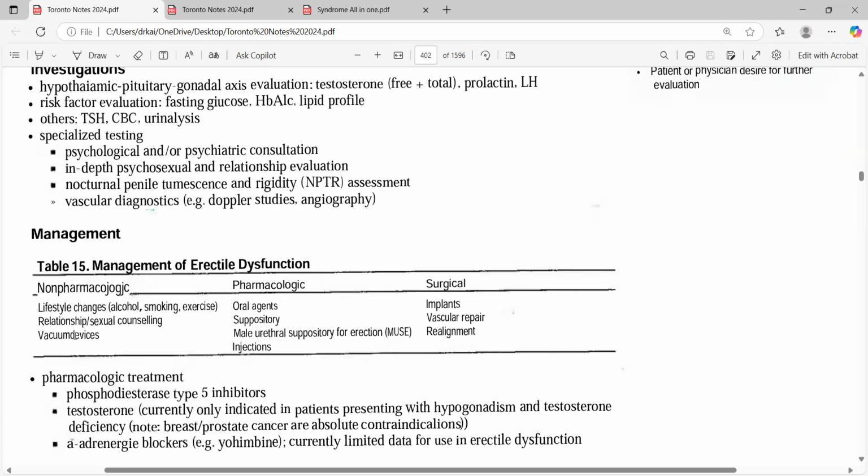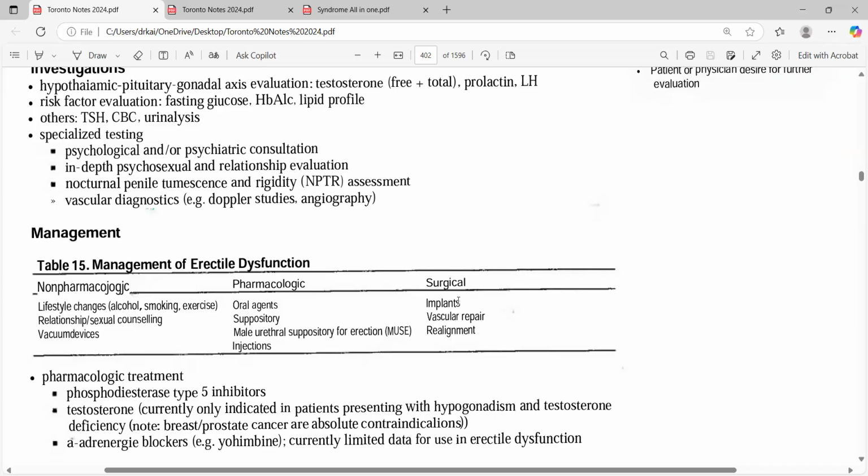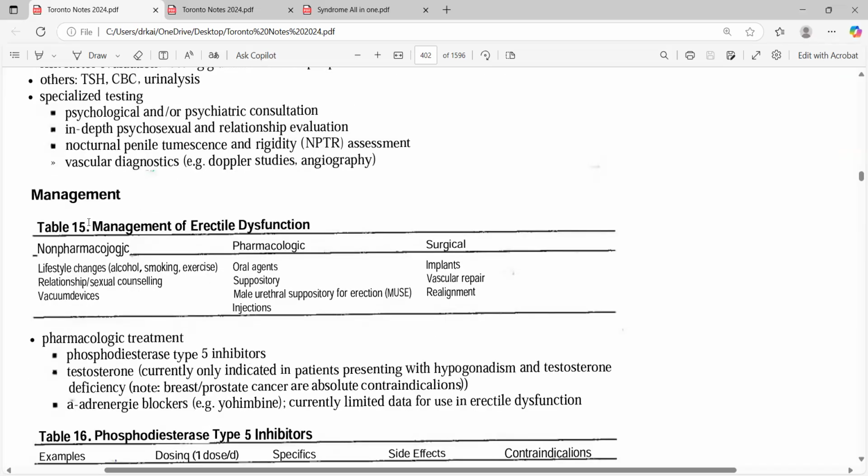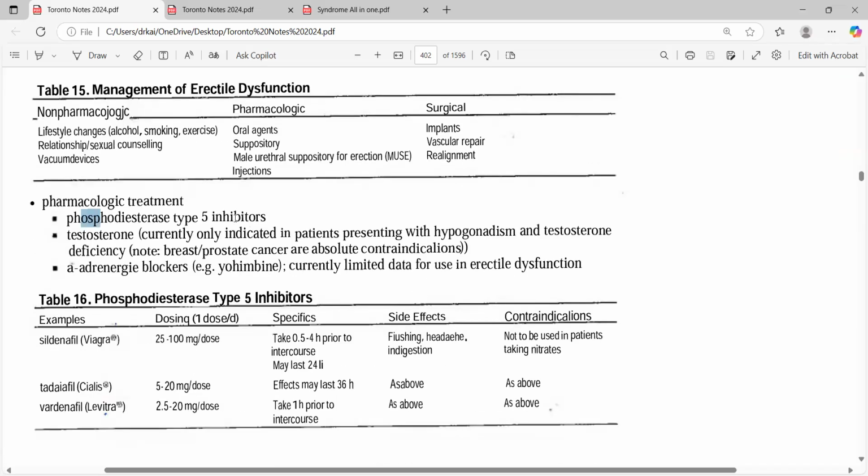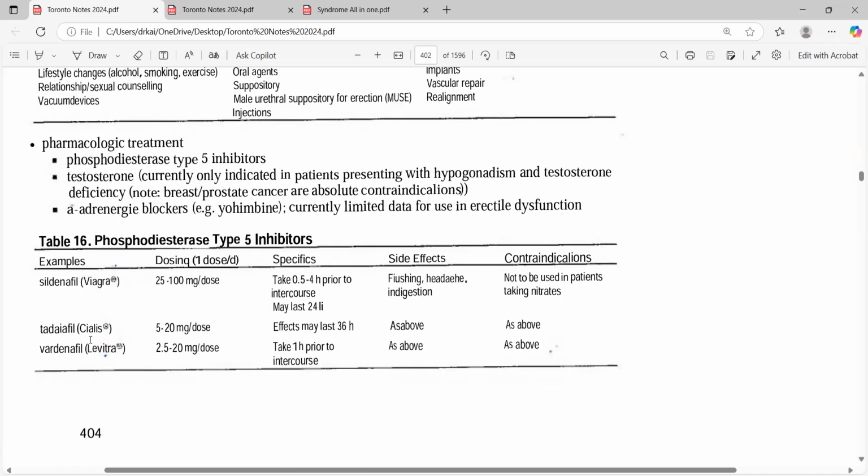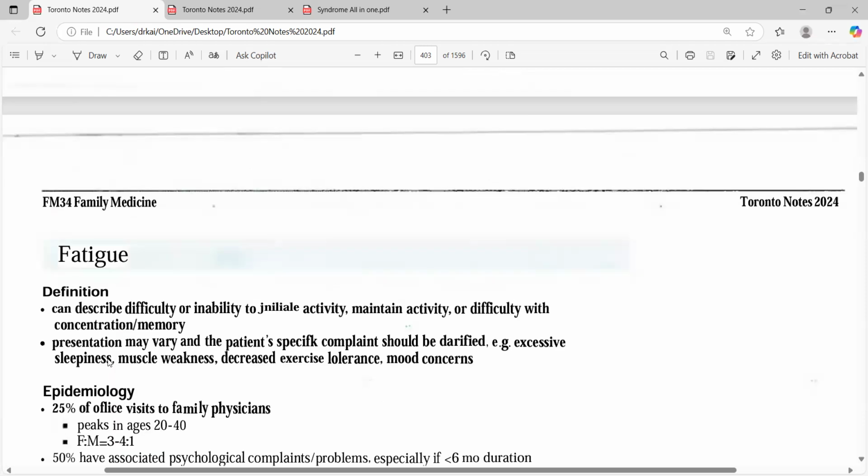Then the treatment is lifestyle modification, then the oral and suppository ones, then the implants. The main treatment you need to remember is phosphodiesterase inhibitors. Then we can give testosterone, and alpha blockers, yohimbine or whatever can be used. Usually we go for phosphodiesterase inhibitors or testosterone. Viagra and Cialis are very, very common, and then there's Vardenafil, which I haven't given to anyone. So usually Viagra and Cialis are common, and Levitra is there as well.